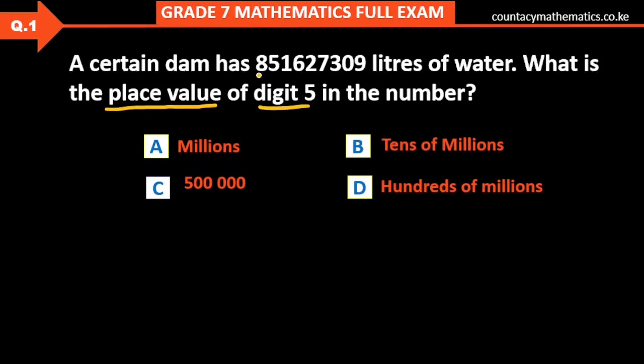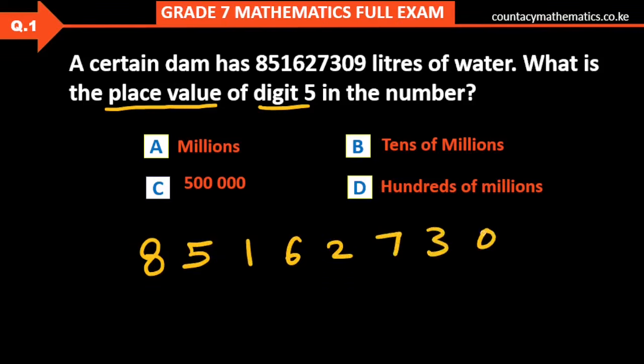So this number looks quite huge, and so that we can visualize it quite clearly, we are going to write it right here. Again, we have 8, 5, 1, 6, 2, 7, 3, 0, 9. So the first thing that we do is to try and locate where 5 is, and we can see that 5 is right there. So we go back to the question. The question is asking us to find the place value of this digit, which is 5. How do we go about that?